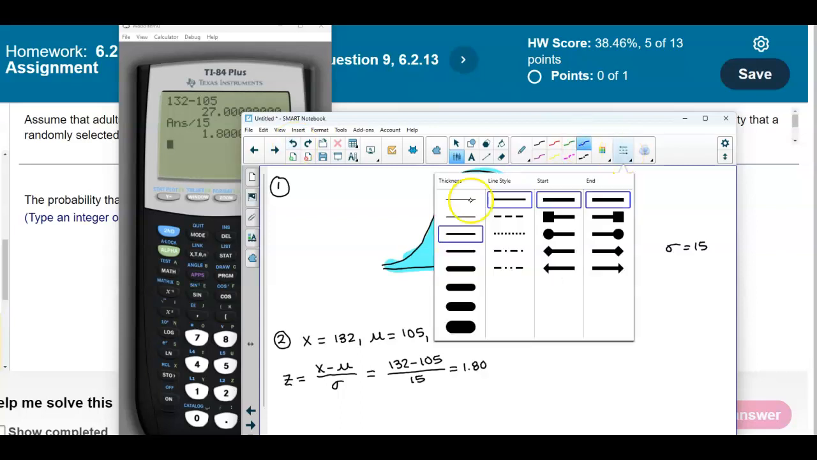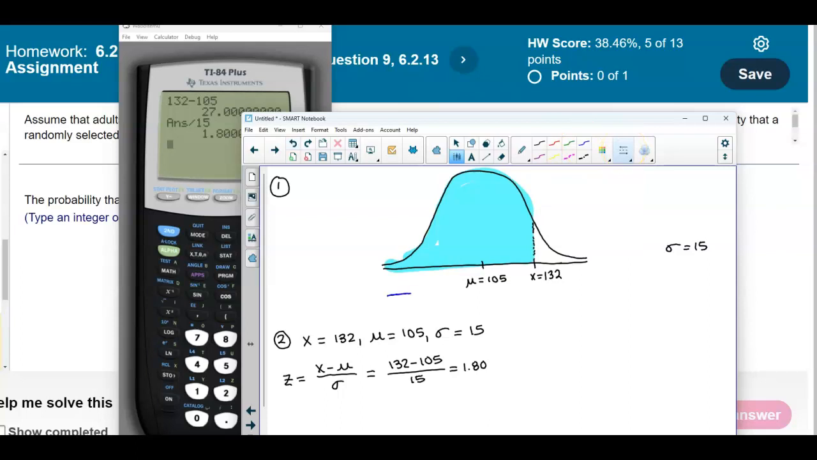Okay, so now we want to label our graph, because now we're looking at the standard normal distribution where the mean is going to equal 0, and now we converted this x value into a z-score of 1.80. So now the next step is to find the probability of when the z-score is going to be less than or equal to 1.80. Because again, we're trying to find the probability that it's less than that value.